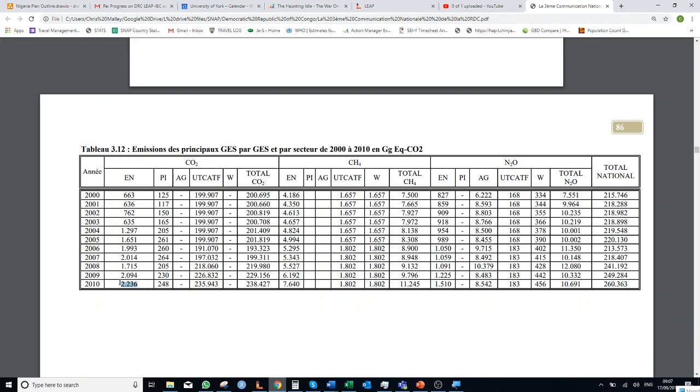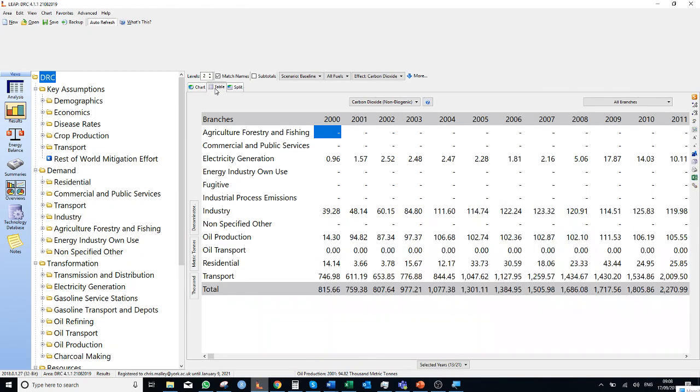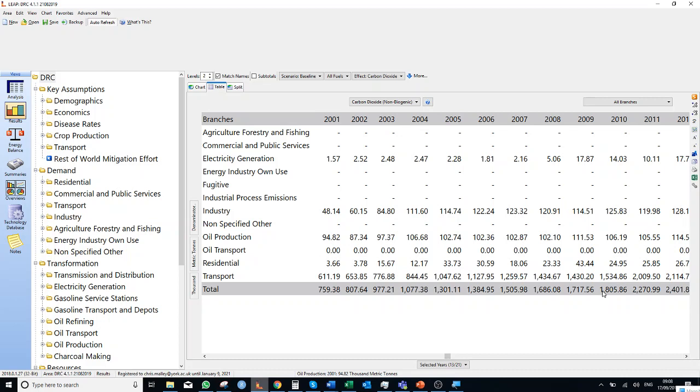In 2010, the results show 2,236 gigagrams of CO2 emissions. In 2010, in our data set, we have 1,805. So that's not completely terrible. It's about 20% different, quite close. But it would be useful for you to have a look at this data set and see where you think the differences may come from.